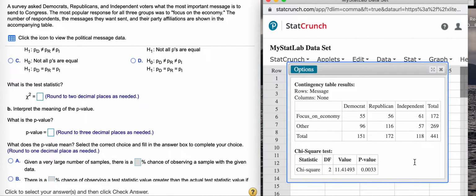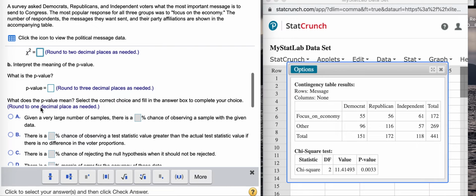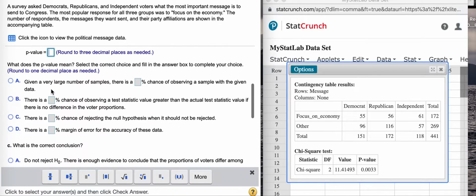So I'll hit compute. And so here I have my test, and in my chi-square test I have my test statistic. And so here it says to enter it rounded to 2 decimal places. So my test statistic will be 11.42, I'm sorry, 11.41. It's my chi-square value, and my p-value, 3 decimal places, is 0.003.